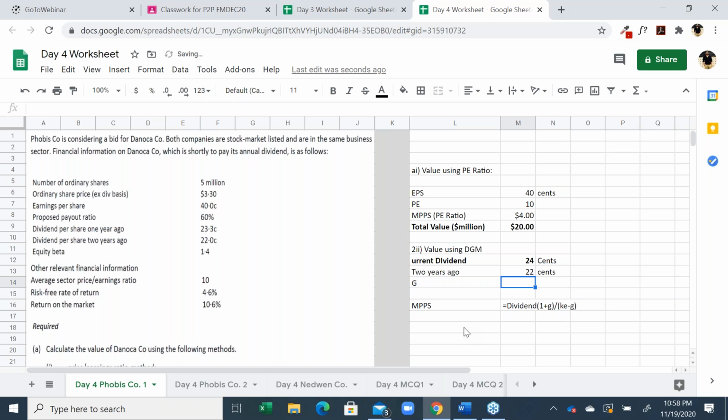between these two. So I told you, to find out the growth, all we have to do is divide the latest dividend by the earliest dividend and take the power 1 upon n. What will be the number of years? 2 years, not 3. It was paid 2 years ago. So 1 upon 2, minus 1, and then multiply by 100 to get the percentage. And it's 4.45%. The growth rate is 4.4%. So let's now calculate.